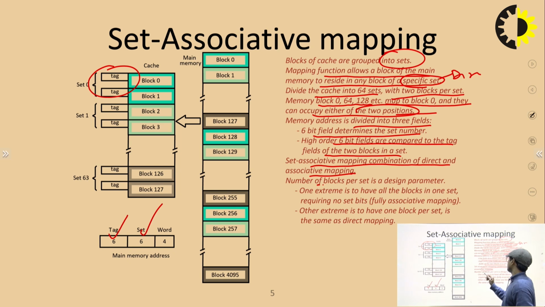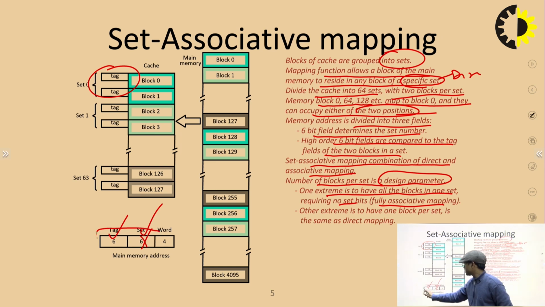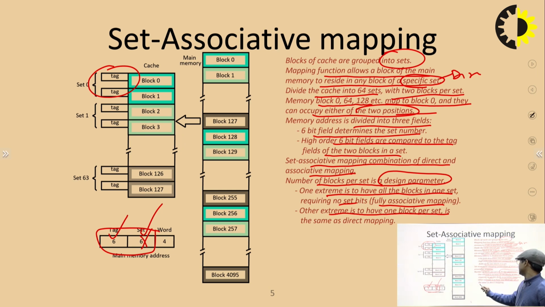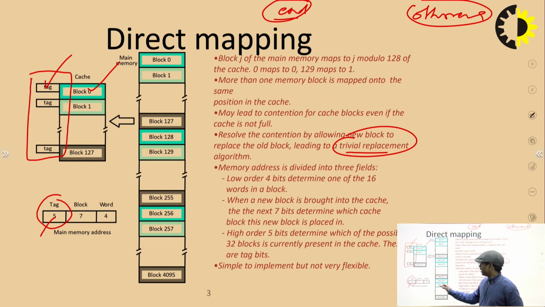The number of blocks per set is a design parameter for cache performance. So, depending upon the requirement, we can choose what performance we require. So, this is a critical parameter. One extreme is to have all blocks in one set, requiring no set bits, which is fully associative. Fine. So, we are removing the set field, and 6 plus 6 is 12. Fine. The other extreme is to have one block per set, the same as direct mapping. Fine. So, we have word, block and tag.